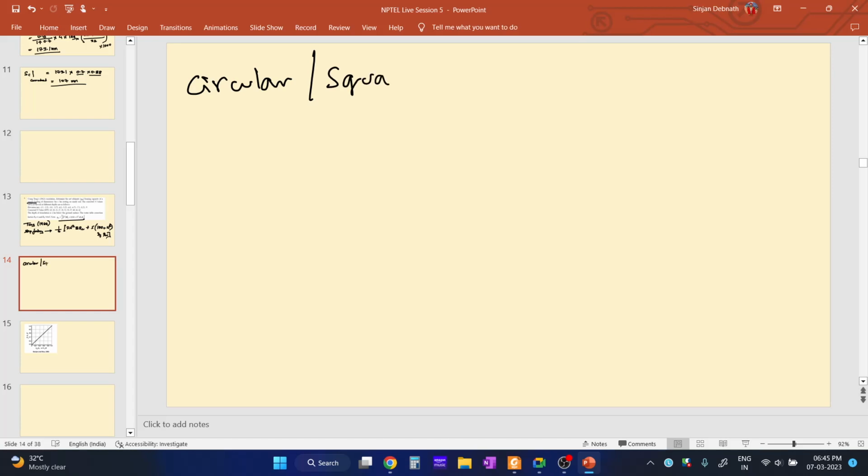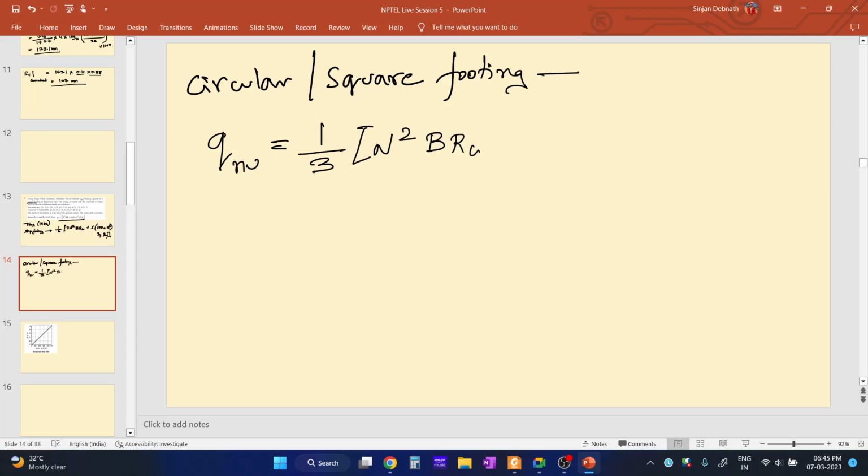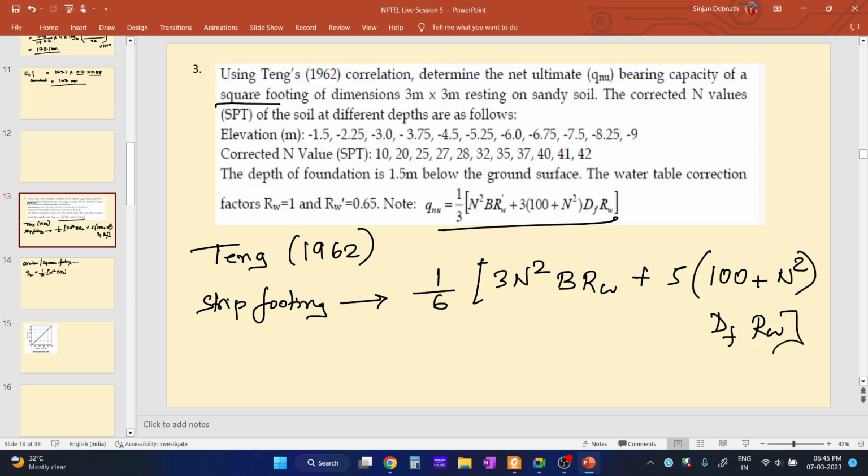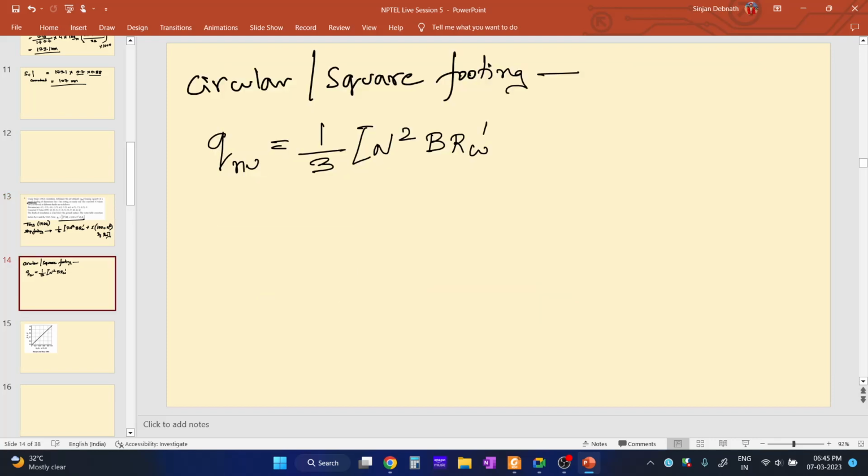Circular or square footing. So what is the equation? q_nu equal to 1 by 3 N square B Rw dash. This one will be dash actually. So N square B Rw dash plus 3 into 100 plus N square Df Rw. So this is the equation for circular or square footing.